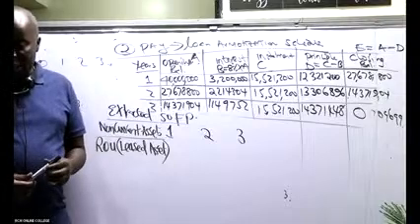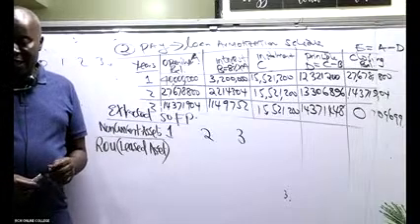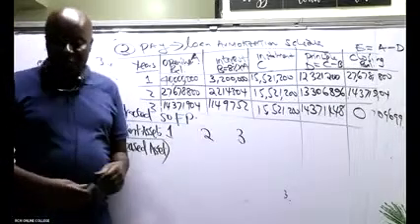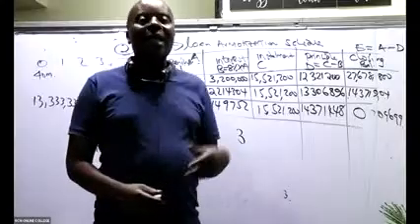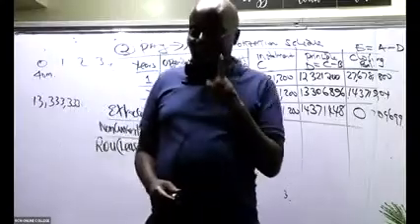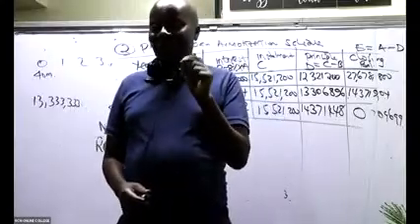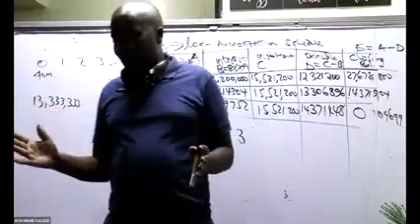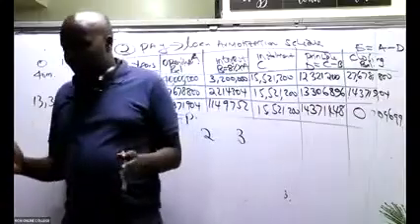Gain on disposal is the selling price less the carrying amount. Selling price is the same as fair value, 40 million. Then you less the carrying amount. That's how we got that 26.